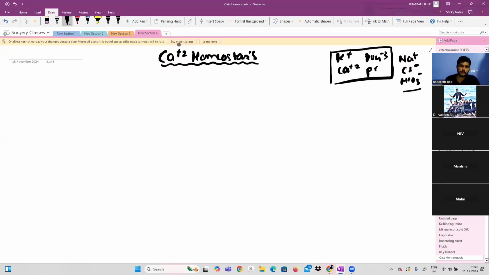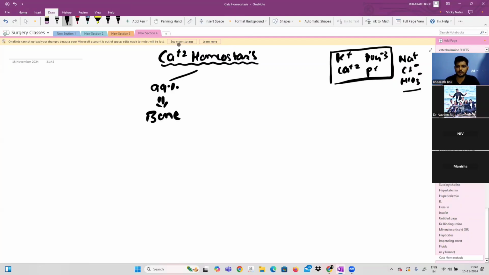This calcium is mostly intracellular, and 99% of the calcium is present in bone. So of all the total body stores, 99% of the calcium is sequestered in the bone in the form of hydroxyapatite. This calcium in the bone is required for development of skeletal strength, because it forms the matrix of the bone, but it also serves as a reservoir.